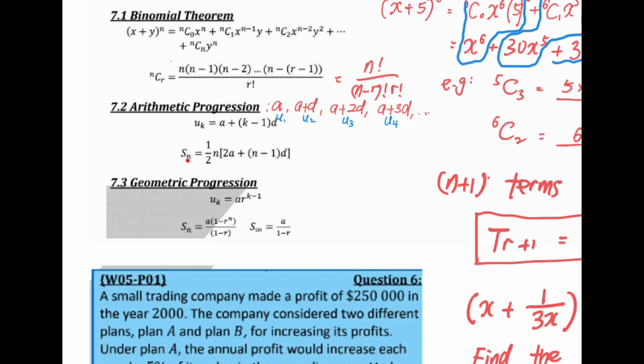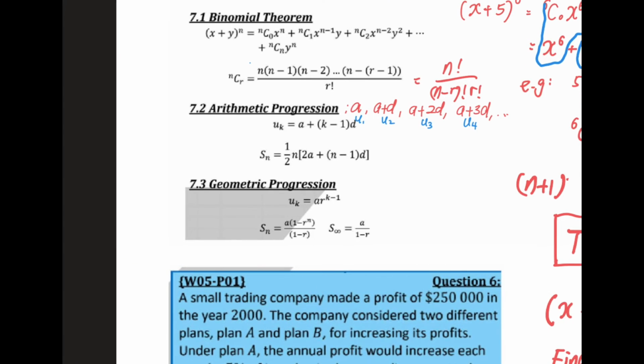And then this is the formula to find the sum. So let's say you want to add up the first 4 terms, then you put S4. Sn equals 1 over 2 n times (2a plus (n minus 1)d). So this is the formula to find the Sn. Okay, so I give two more formulas. Beside this formula, you can use Sn equals n over 2 times (a plus l) to find the sum of the first n terms also, where l is the last term.